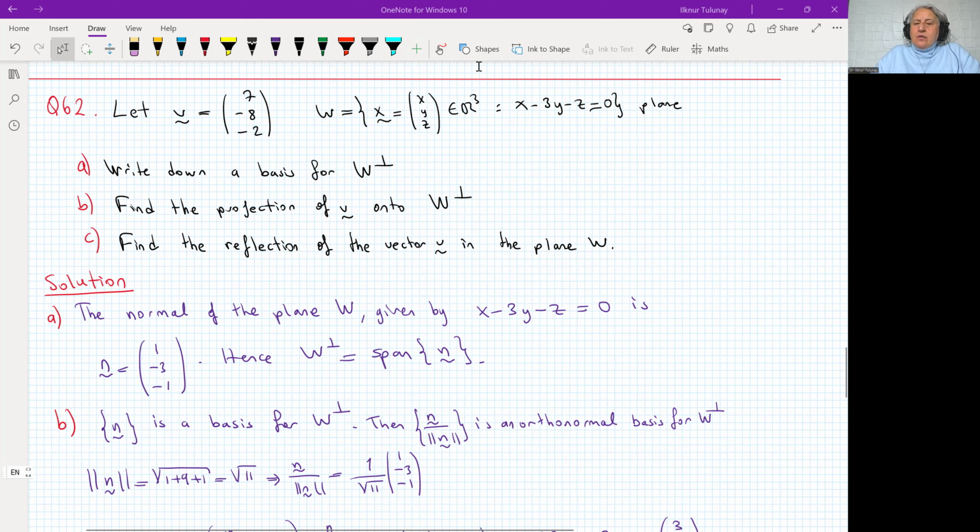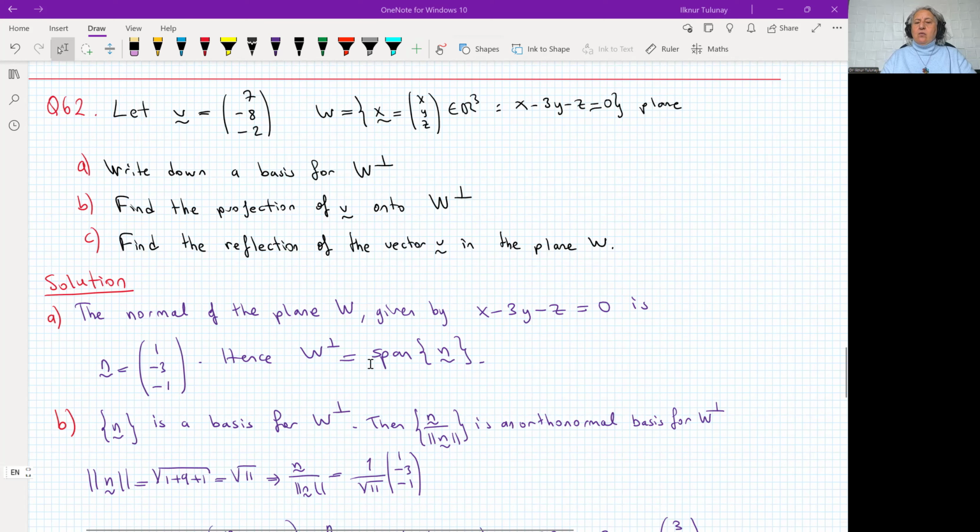In this question, we are going to solve these questions in the most effective way, and I will explain what I mean through the solution. The normal of the plane W is given by the vector constructed by just taking the coefficients of this equation. So the 1, minus 3, minus 1, as we know, gives you the normal vector.